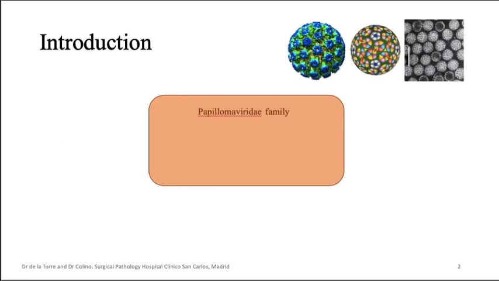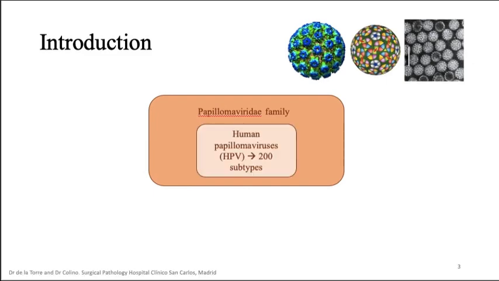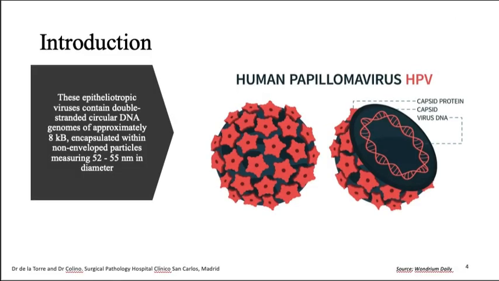Human papillomaviruses, HPV, are members of the Papillomaviridae family, with over 2,000 subtypes identified. These epitheliotropic viruses contain double-stranded DNA genomes of approximately 8 kb, encapsulated within non-enveloped particles measuring 52 to 55 nanometers in diameter.